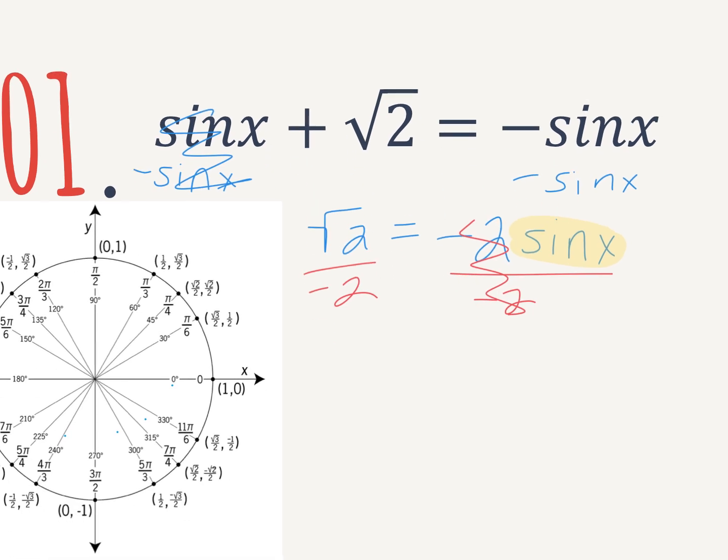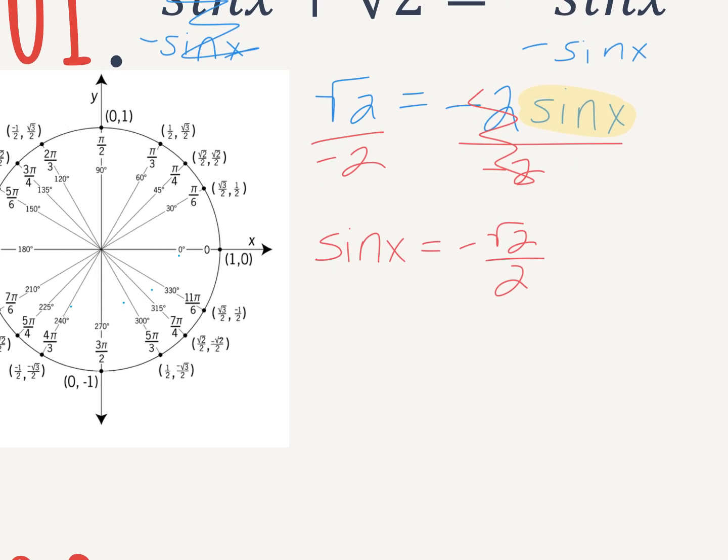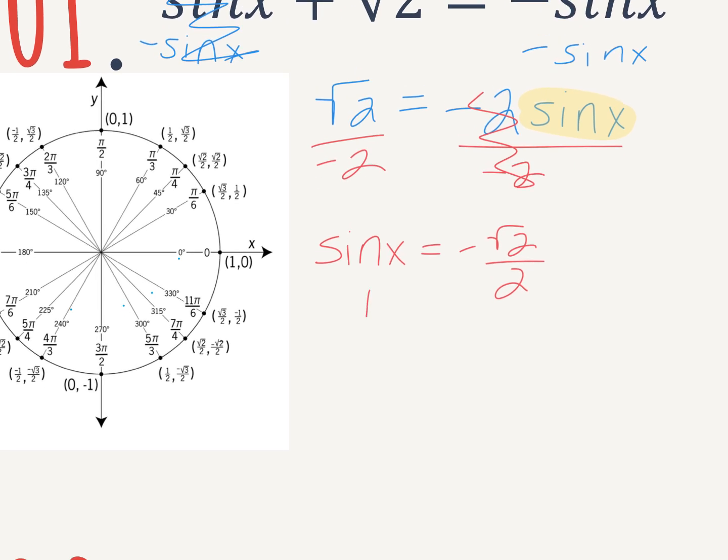I'm going to rewrite it just because I like letters on the left-hand side. So I'm going to rewrite this as the sine of x equals negative square root of 2 over 2. That is not the answer to this question. Your answer is going to be angle measurements. But you now know where to look on the unit circle. What am I looking for when I'm looking on the unit circle for sine values? Y. And I want them to be what? Negative square root of 2 over 2.